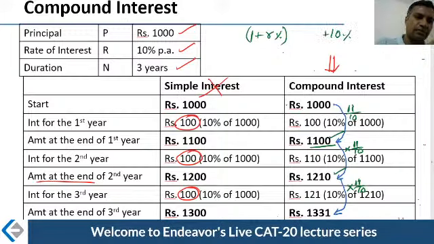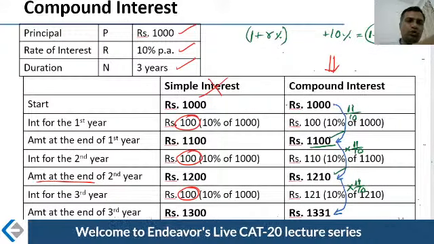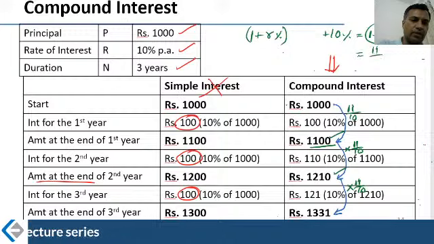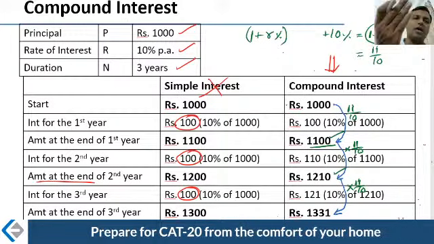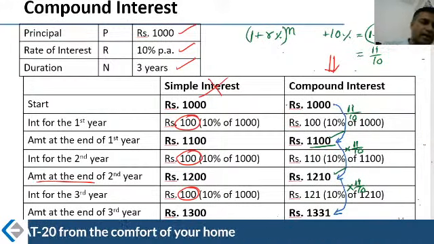Take 10%. What is the multiplier for this? 1 plus 10%. That is 1 plus 1 by 10, which you wrote as 11 by 10. Precisely, therefore 1 plus r% is the multiplier. How many times did you use it? n times. If it is 3 years, 3 times, therefore raised to the power n.